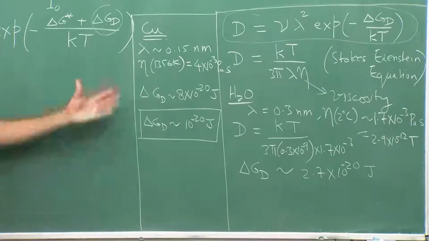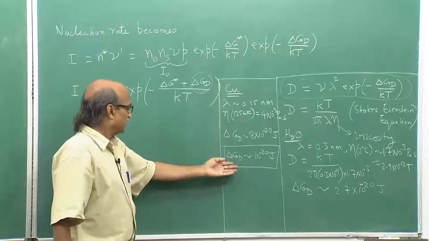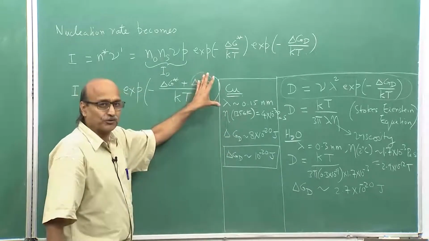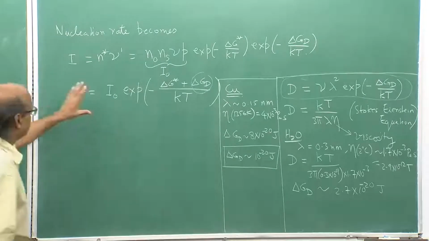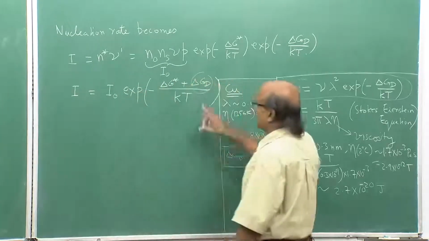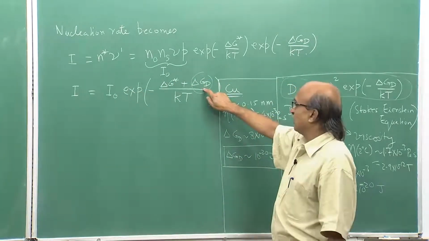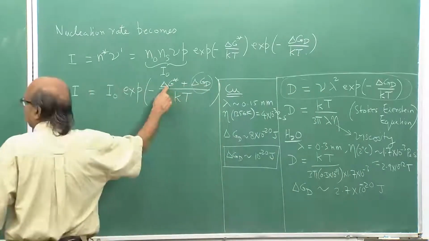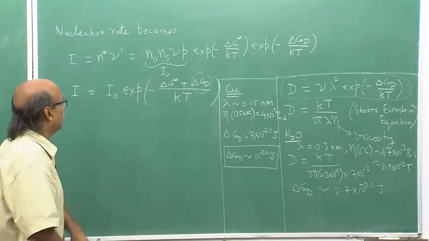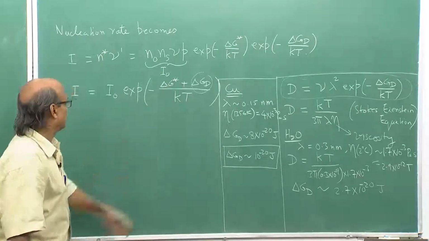And for all practical purposes, we can consider this value of delta GD to be a constant and independent of temperature for our calculation of the nucleation rate. So, in this case, if I look at this equation, now I know what is delta GD, and I can calculate delta G star. I already know how to compute delta G star.